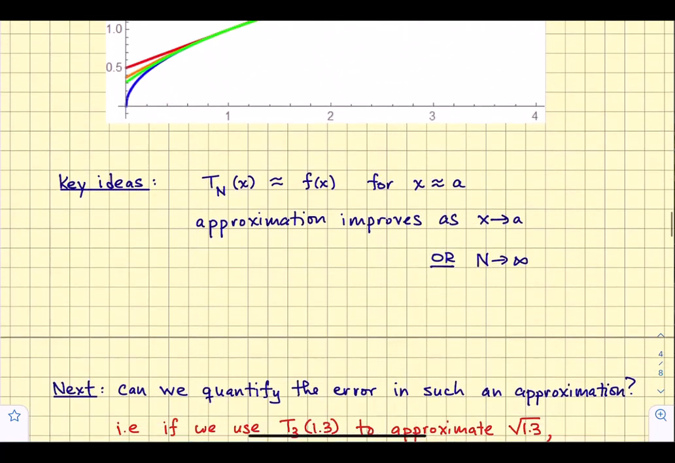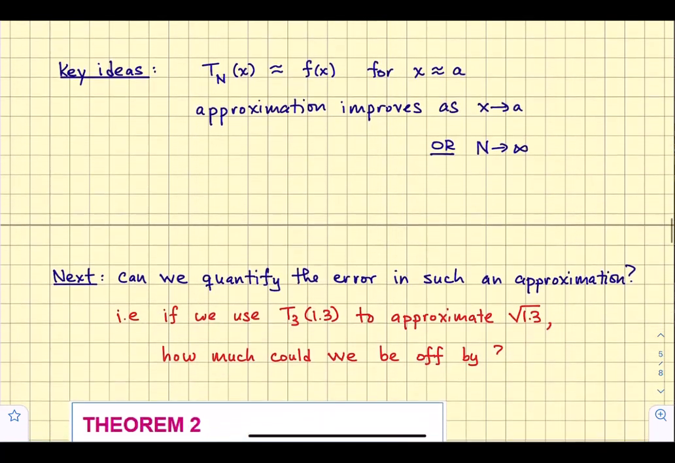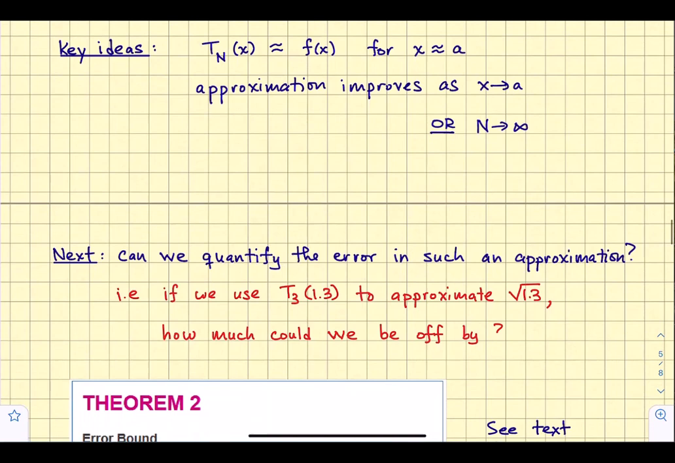The key ideas here are that if you find an nth degree Taylor polynomial approximation, that T sub n of x will be an approximation for f as long as x is close to a. We'll make this more precise in just a few minutes. If you want to make your approximation better, your approximation will always improve as your x value gets closer and closer to a, or another way to make your approximation improve is to let your n increase, the degree of your Taylor polynomial approximation.